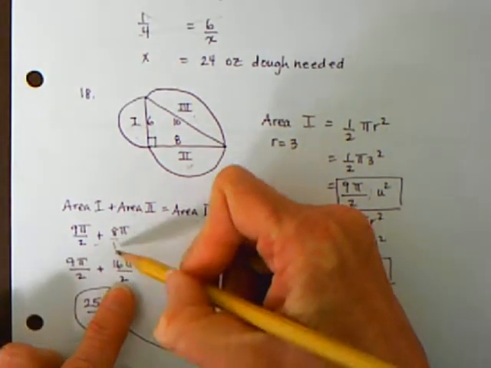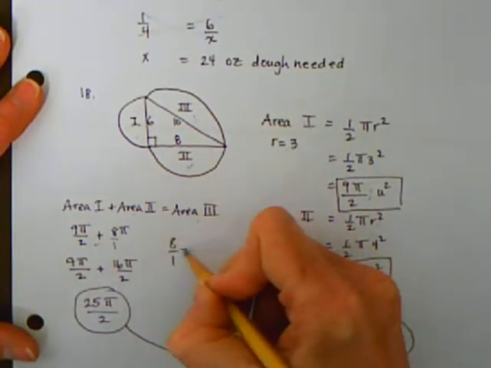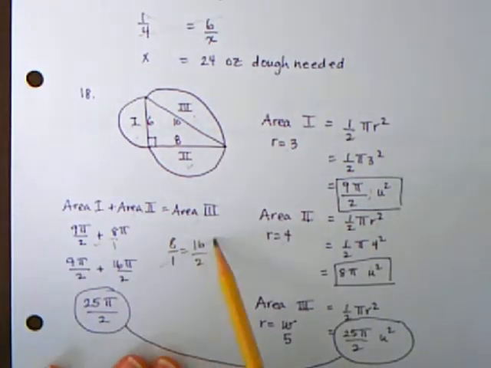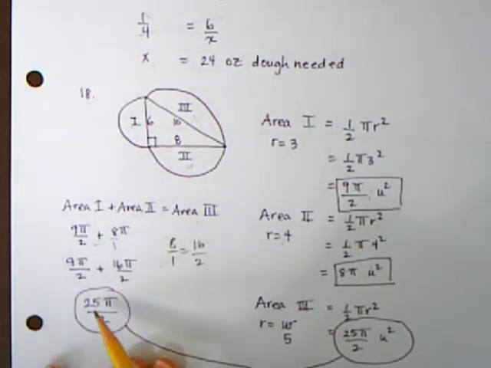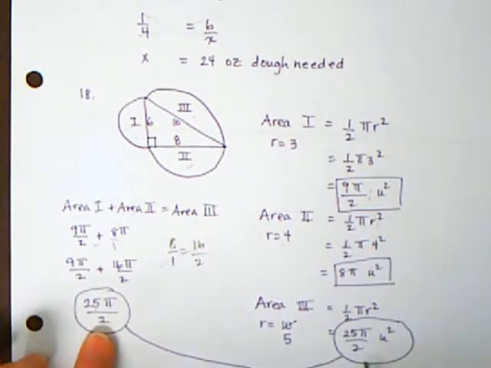8 over 1 is equal to 16 over 2. Maybe I'll just show you this so that you can see that. Product of the means equals product of the extremes, so I did it right. Okay, 9 pi over 2 plus 16 pi over 2. The denominator stays the same. 9 plus 16 is 25 pi over 2, which just so happens to be what I figured out the region of area 3 was. So that's lovely.